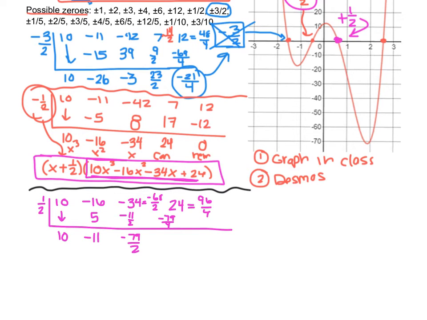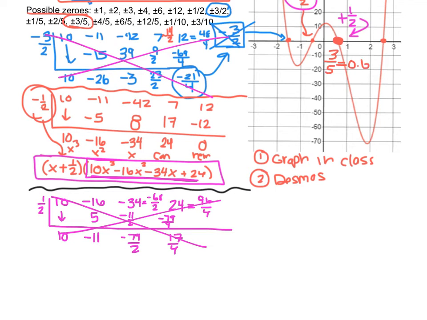So if we add the 2 together, we end up with a remainder of 17 over 4, which we can see is not going to be helpful. So it looks like it's a positive 1/2, but it's not. This is not a factor, just like the negative 3/2 was not a factor. So what I'm going to try here instead is see if there's another number in my list that is close to this. And what I notice is that another number that is close to it is a positive 3/5. That turns into about 0.6.